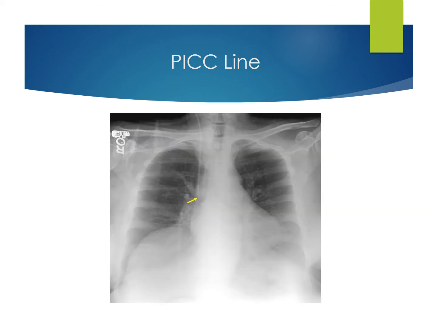Here's an example of a PICC line chest radiograph, the arrow showing the tip in the SVC.